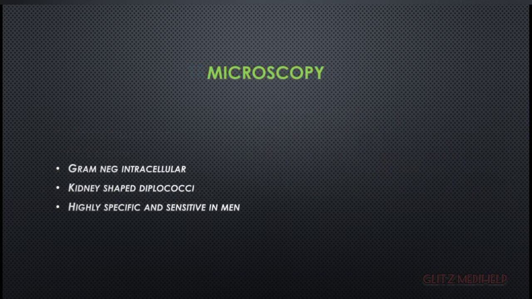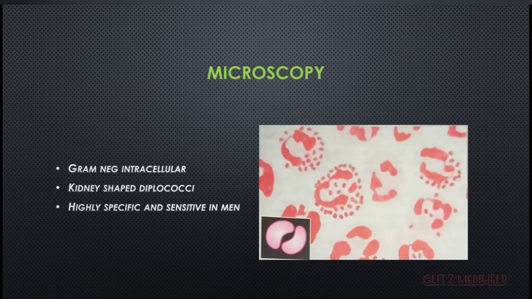Microscopy that we discussed in the first slide, it is gram negative. It is intracellular, usually found within the cells, kidney shaped diplococci. It is highly specific and sensitive in men, but it is only about 50% sensitive in females because the Neisseria species is usually a commensal in the female genital region. So there will be some confusion in the interpretation. So in the diagnosis of gonorrhea in females, we must do a culture.